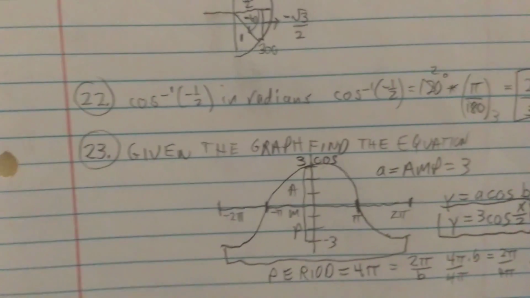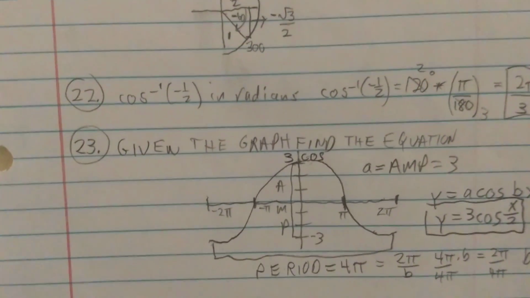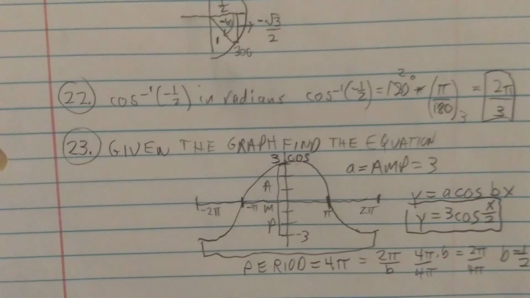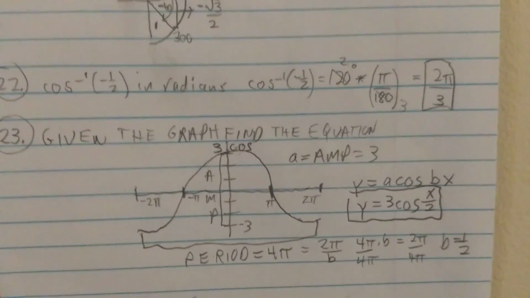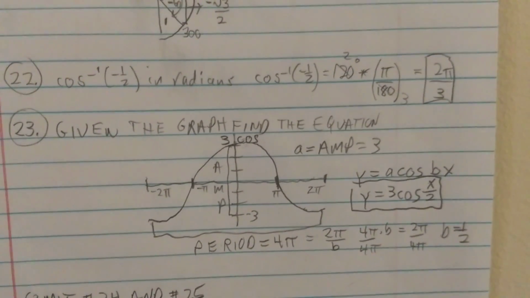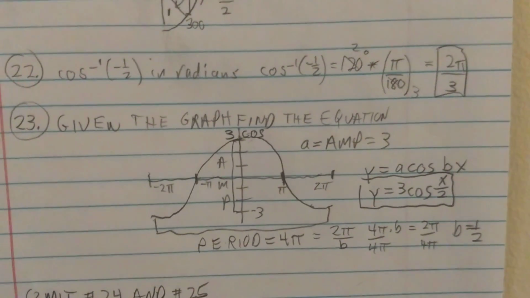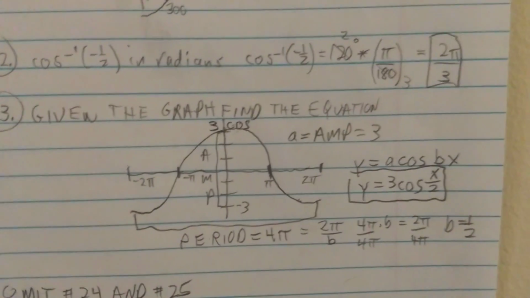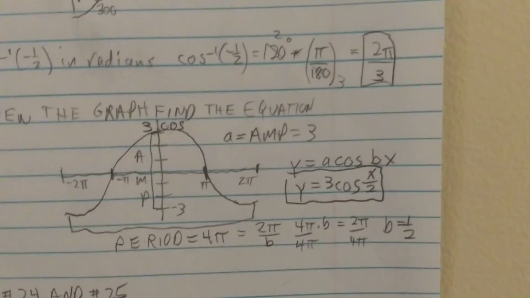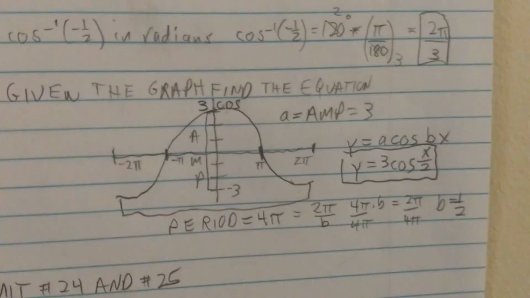Here's another easy one. Cosine inverse of negative 1/2 is 120 degrees, and then it's times pi over 180 to get it to radians. 120 over 180, or 12 over 18, simplifies to 2 over 3. So there we go, again, 2 pi over 3.